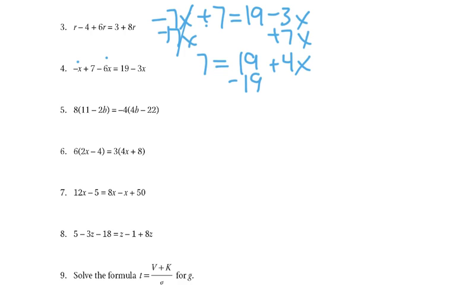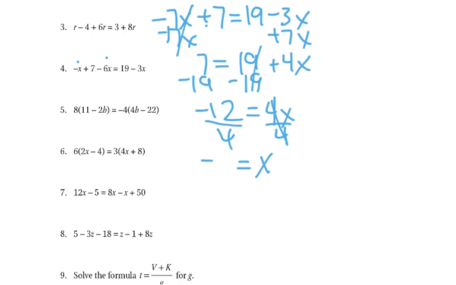Then I would subtract 19, because that becomes 0, so I'm left with just 4x on the right side. 7 minus 19 would give us a negative 12. Then I divide by 4, that becomes 1. So I'm left with x equals negative 3.